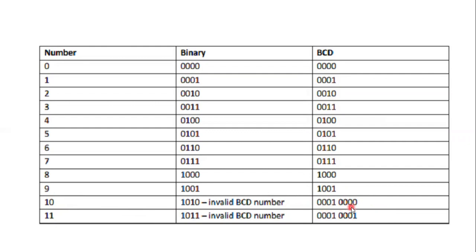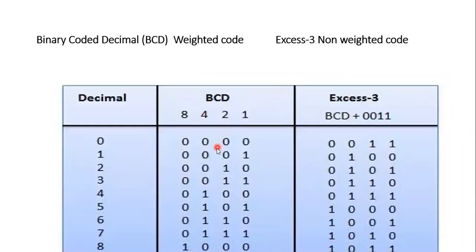0001 0000. Like that 11: 1 then 1, so 0001 0001. Like that any number, 3 digits, 4 digits, 6 digits, we can represent easily in BCD form. Up to 9, the binary and BCD are the same. When it exceeds 9, then we separate the number, what is called BCD. So this is the 8421 BCD.